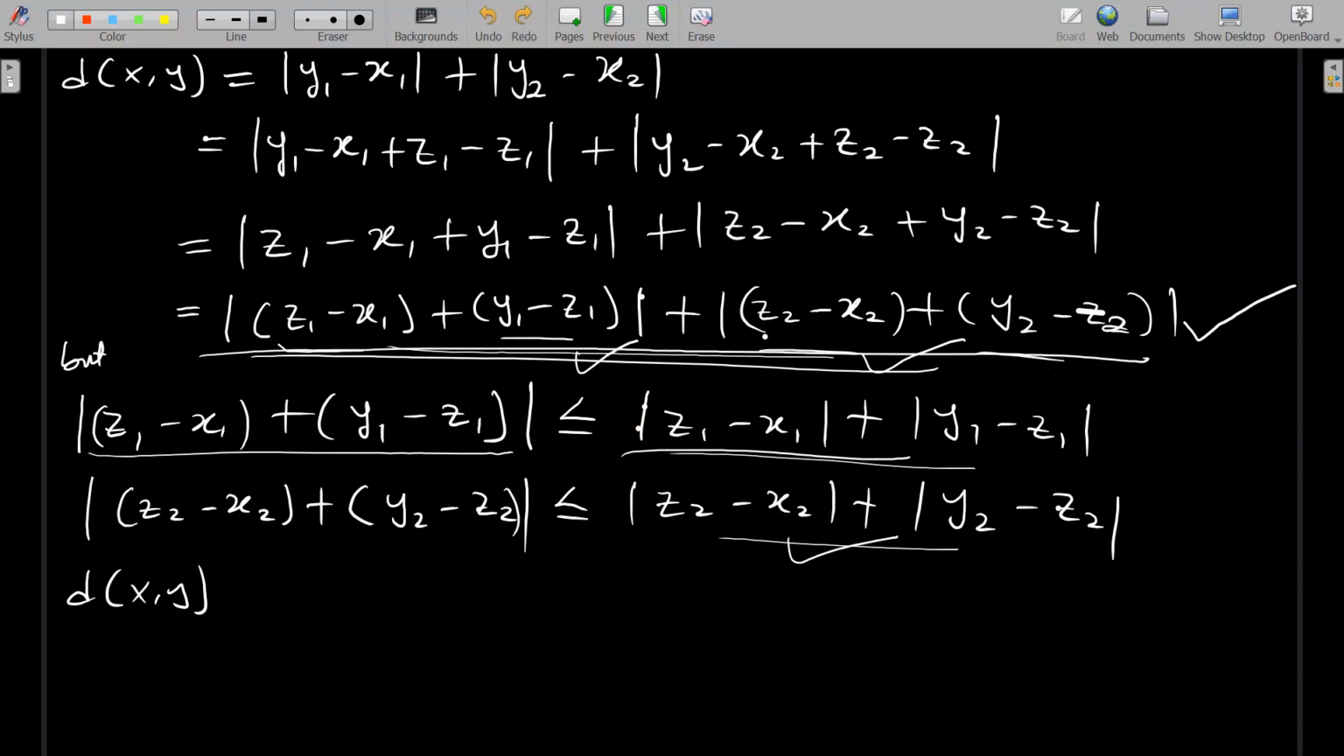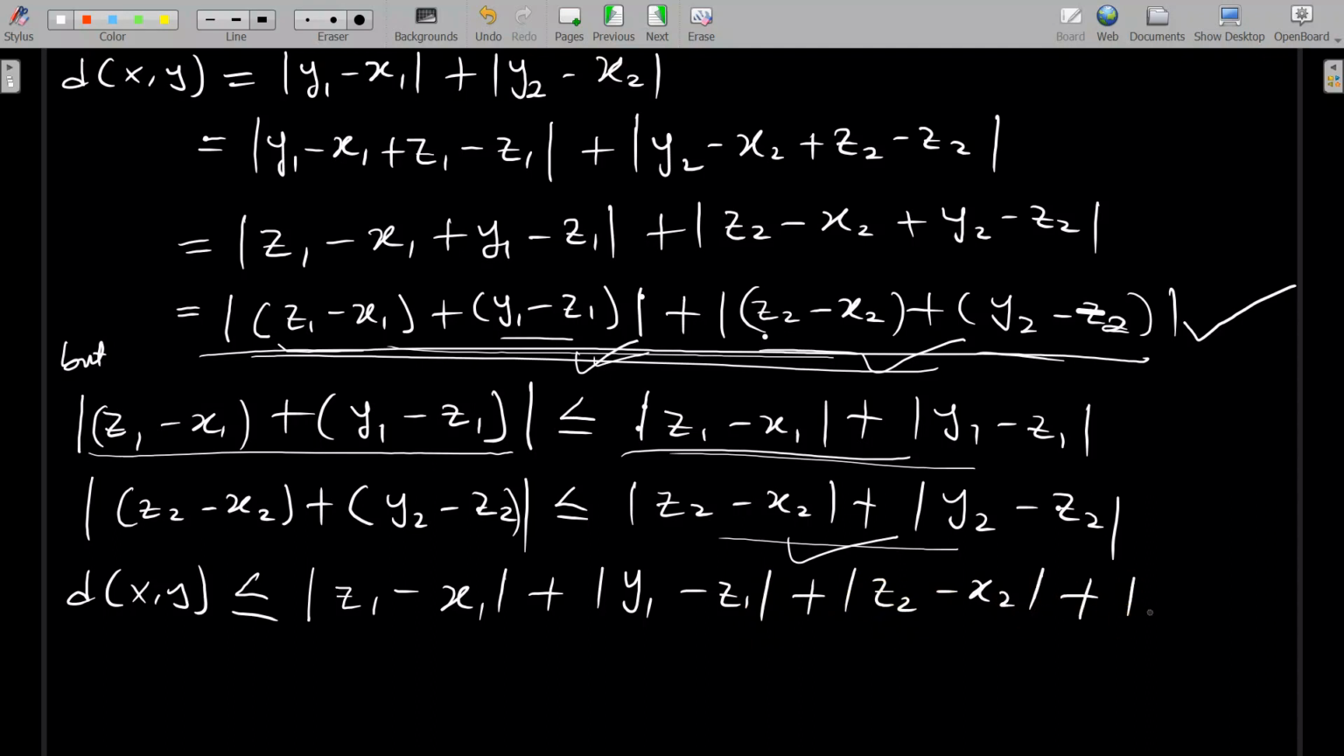So this is less than or equal to, now it has been expanded to this, the absolute of z1 minus x1 plus y1 minus z1, plus z2 minus x2, plus the absolute of y2 minus z2.